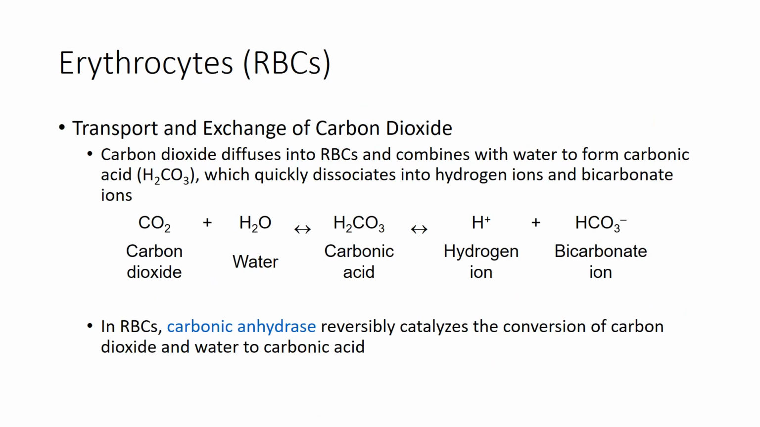In order to exchange and transport carbon dioxide, it diffuses onto the red blood cells and combines with water so that it's not toxic for our body. Carbon dioxide combines with water to form carbonic acid, which quickly dissociates into hydrogen ion and bicarbonate. Red blood cells have carbonic anhydrase, which will reverse this conversion if we need it, to expel it out of the body within our lungs.